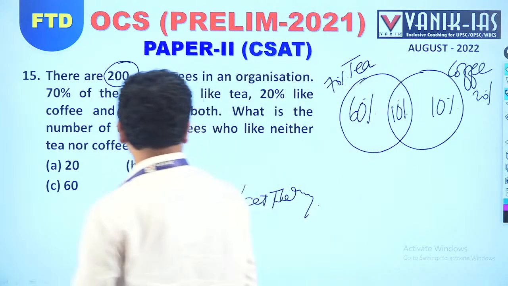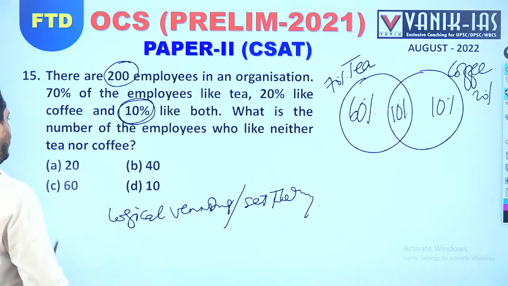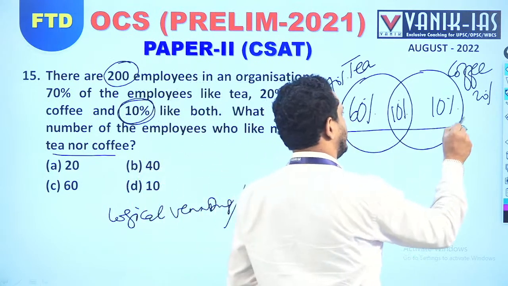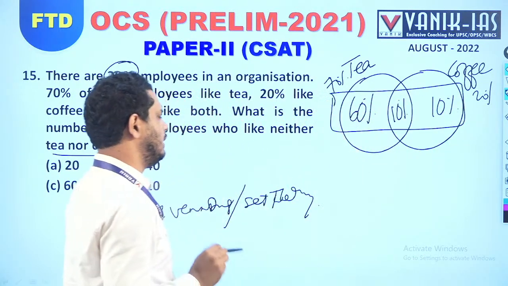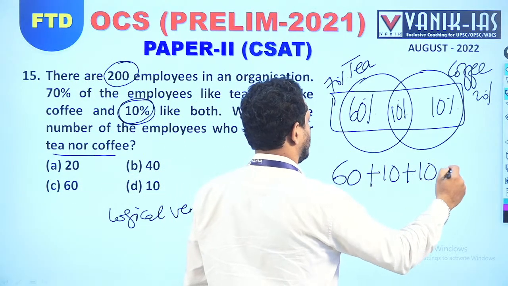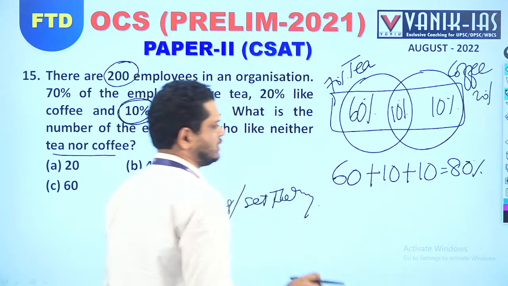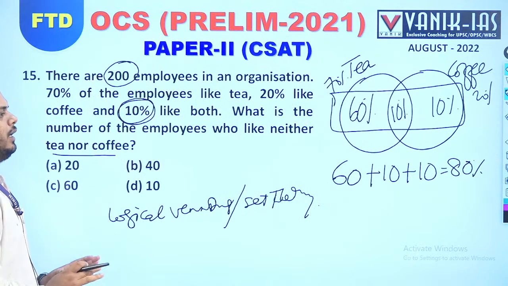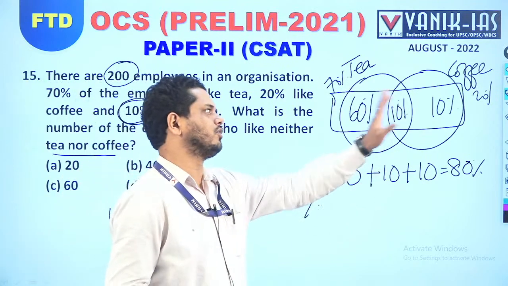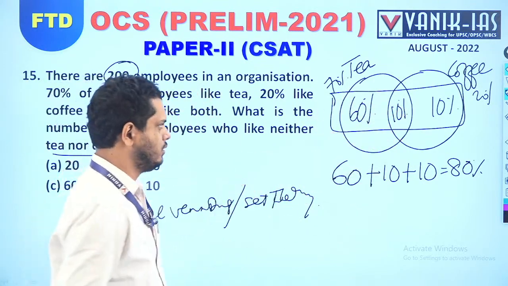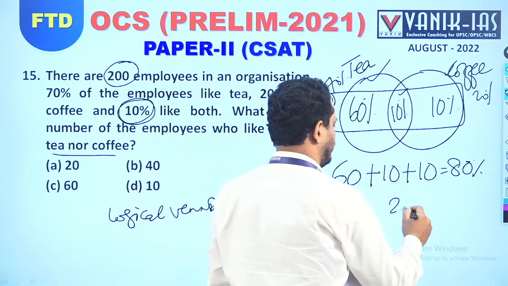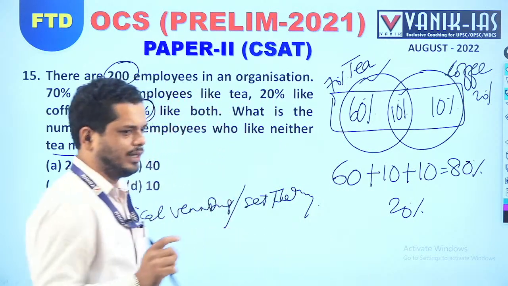And what exactly is asked, what is the number of employees who like neither tea nor coffee, friends? This has given negative activities. And look, this is a very simple approach I am sharing. This sum is 60 plus 10 plus 10, this 80%, friends, is connected with either tea or coffee, or it may be both. It's connected with at least any of the items, right? It may be with tea, it may be with both, it may be with coffee. But what about that 20%? This 20% is negative activities, right?